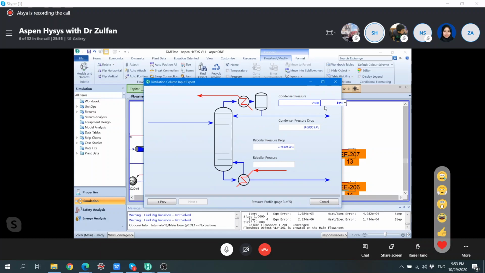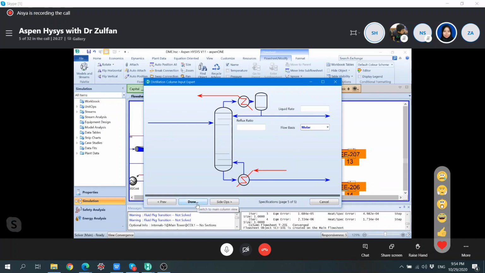It's too much. Alright. Bottom is... I don't know. Bottom is 7.6. 7.6. Yeah, that's the pressure in the stream 14. 7.6, yes. Next. This one you can just skip. Yeah, next. Done.